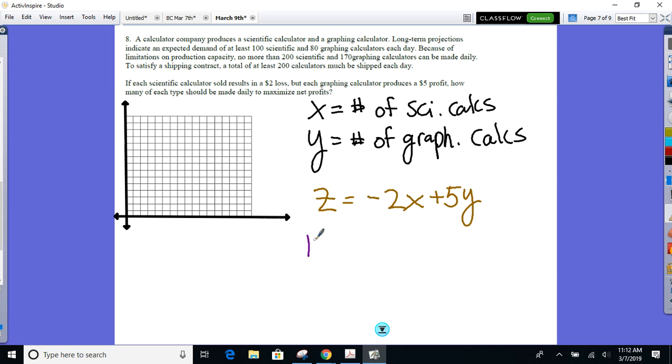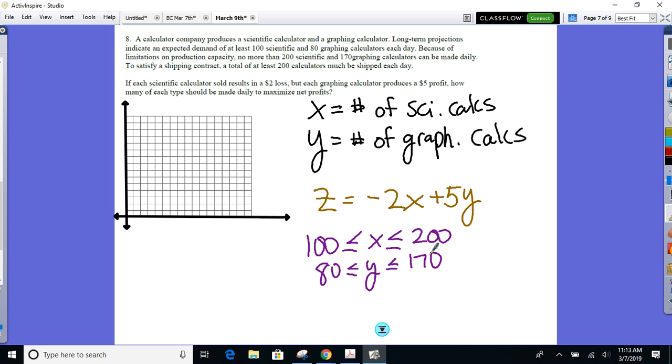Yep, so I got the 100 less than or equal to x, less than or equal to 200. Got to do at least 100, but no more than 200. And then keep reading about the graphing. At least 80, but no more than 170. So same thing, 80 less than or equal to y, less than or equal to 170.